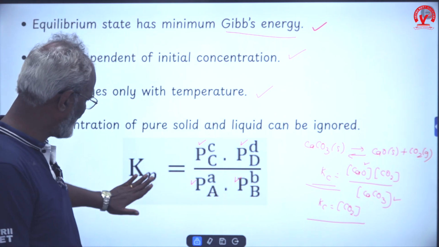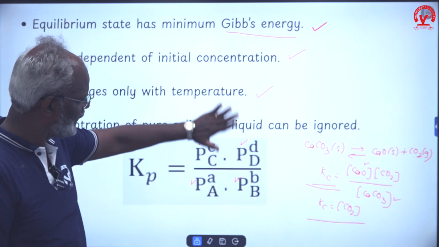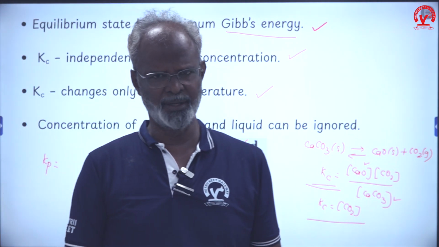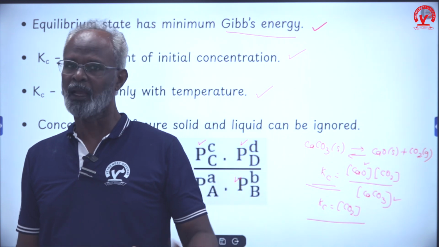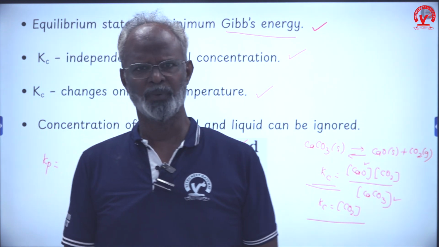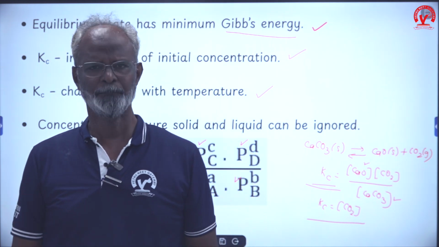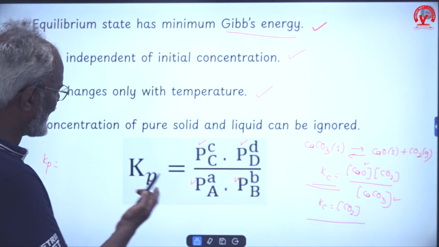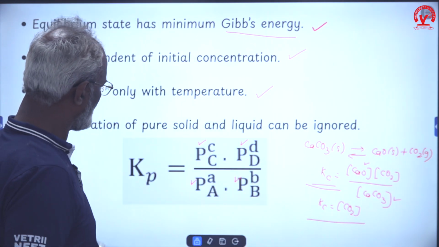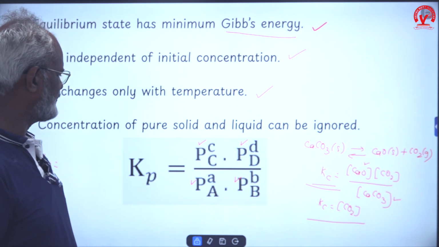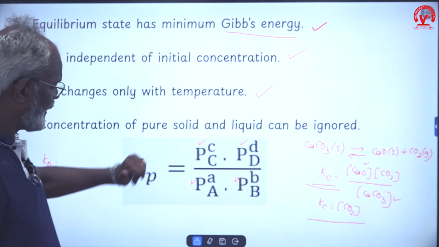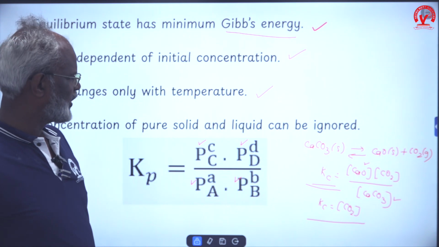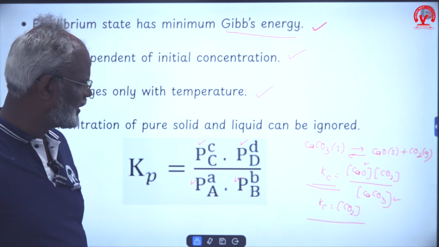Okay, so this Kp is based on partial pressure, which is true only for gaseous systems, like we have seen for Haber's process, for the preparation of ammonia. If you take gaseous systems, then we can use partial pressure instead of concentration.